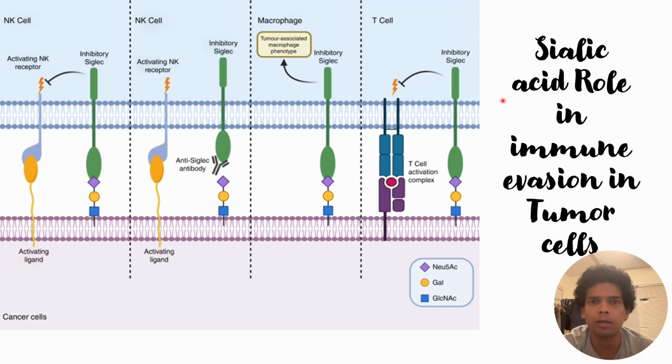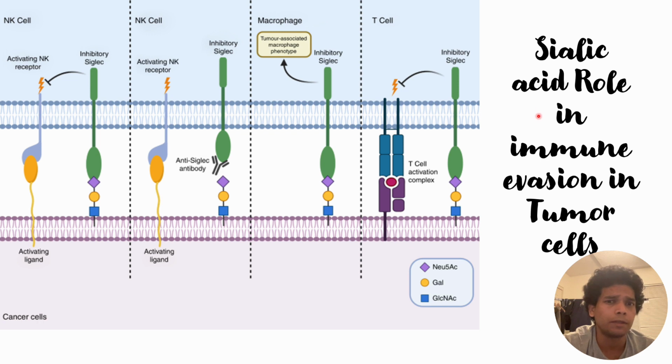Today we will discuss the role of sialic acid in immune evasion in tumor cells. So what happens in the tumor cells? Many hypersialylated glycans are expressed or produced within the tumor cells because of a change in the metabolic pathways, or due to some unknown reasons.